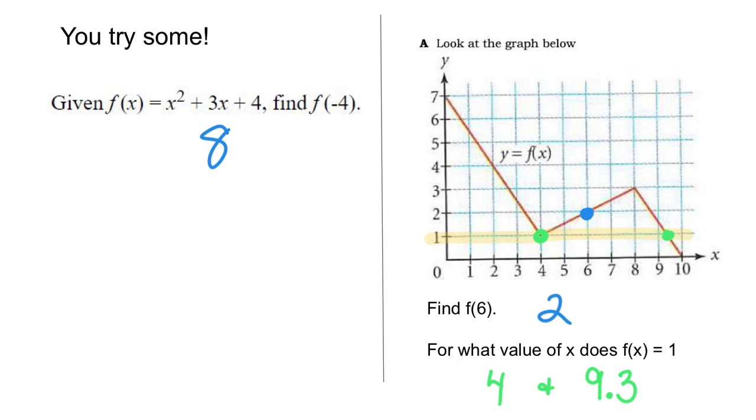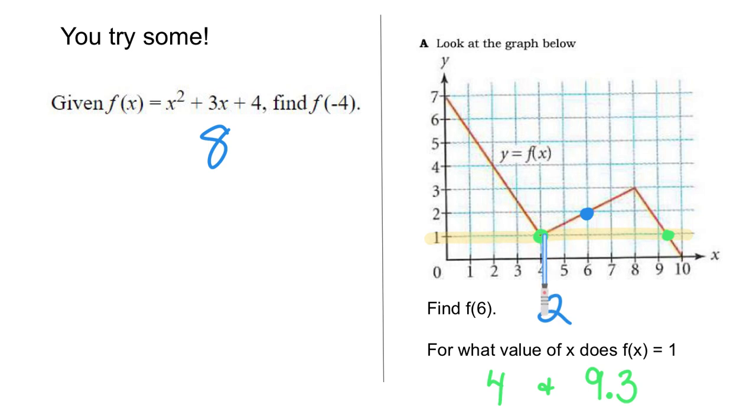All right, take a look at these and see if you got the same thing that I got. So when I evaluated the first one, I got 8. And then when I checked these next ones, f at 6 existed right here. So the only point on the line was here at 2. Here they asked me to look at where f of x equaled 1. That would be anywhere along the y that had a value at 1.